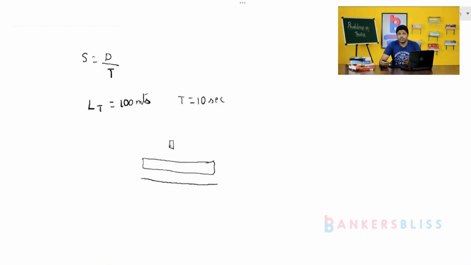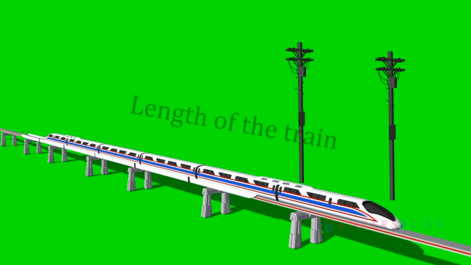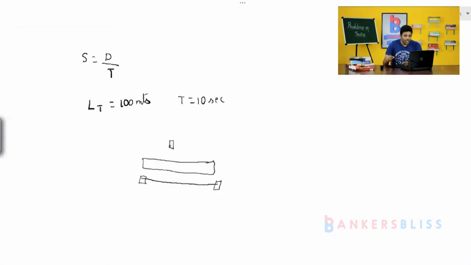Now, the pole is a standing object which is not having any movement. But the train is an object which is having movement. So the train is passing in front of the pole. If you consider that the train has stopped, the train is having no movement and the pole is having the movement, then the pole is going to travel the entire length of the train. Therefore, here the distance will be the length of the train.